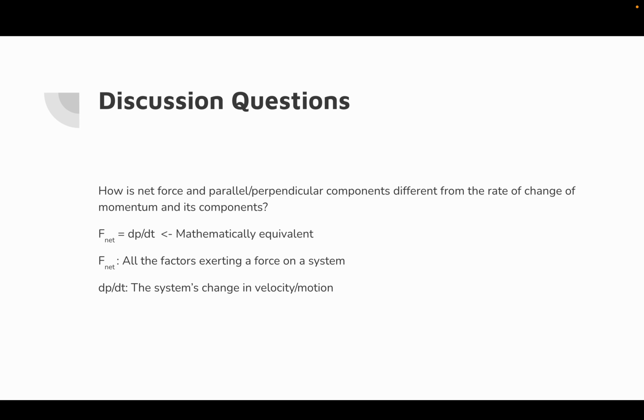Next, here are some discussion questions. How are net force and parallel and perpendicular components different from the rate of change of momentum in its components? So as you can see, F net equals dp over dt. They're mathematically equivalent. However, the difference is one is easier to find than the other. F net means that you have to find all the factors exerting force on a system, while momentum is simply the change in the velocity or motion.